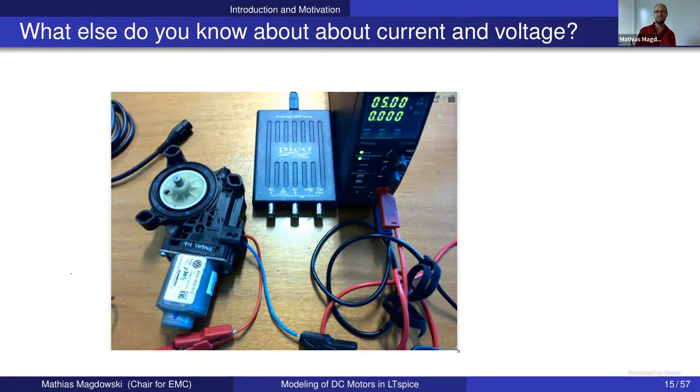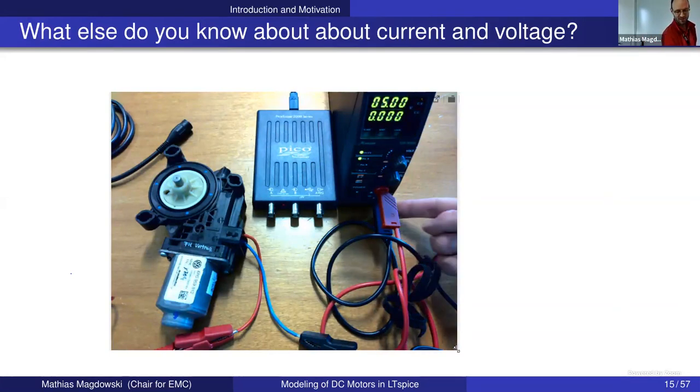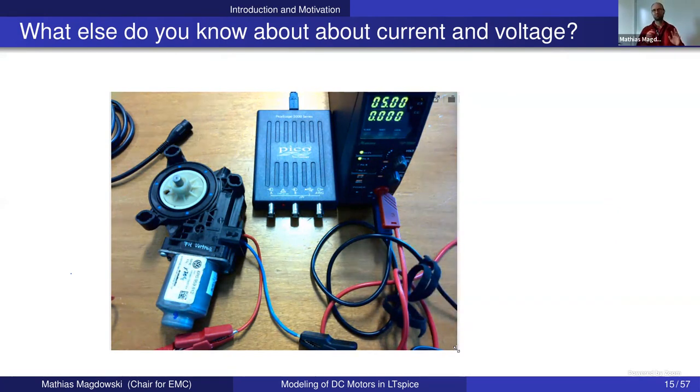And in reality, current is not positive. Current is made out of electrons. Electrons are negative. Negative electrons come from the negative terminal and go to the positive terminal. But as an electrical engineer, you don't really care. Okay. Any other things that you know about current and voltage?